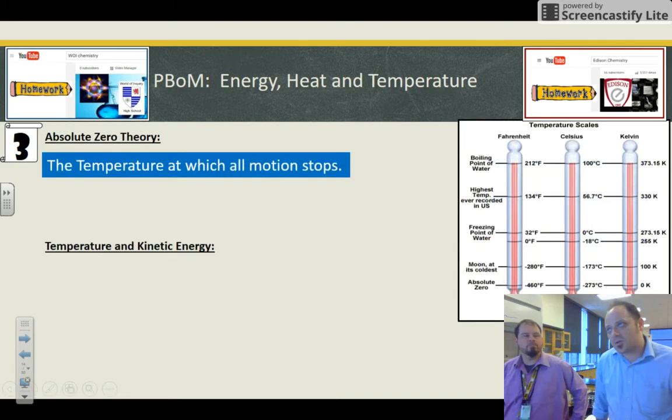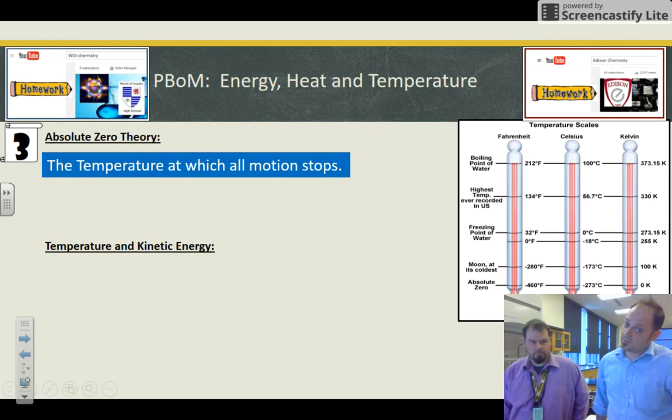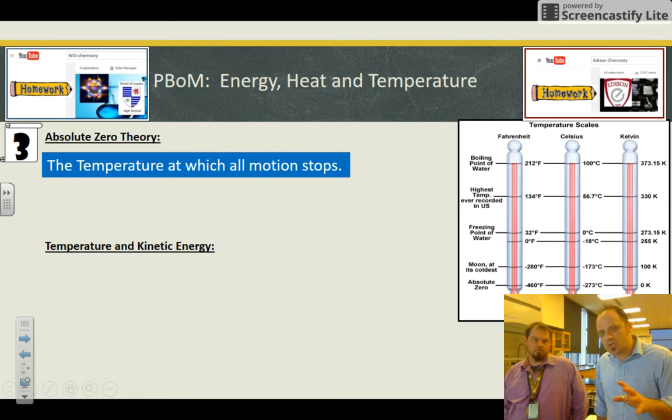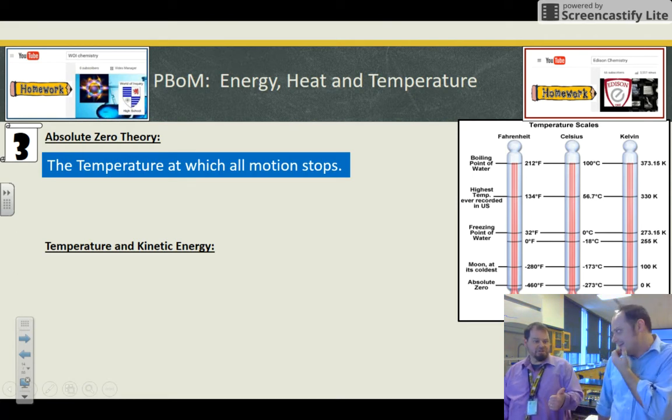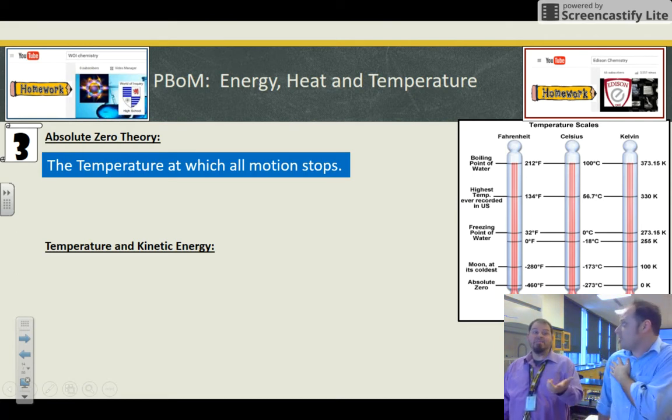Absolute zero is a cool theory, and it is a theory because we have not achieved it as scientists. It's the temperature at which all motion stops: the translational, the rotational, and even the vibrational, which would be the last to stop, finally ceases.